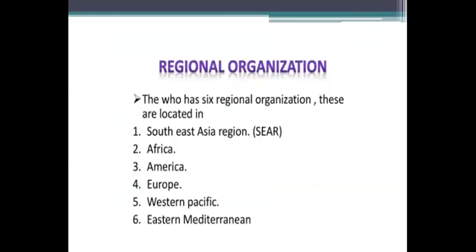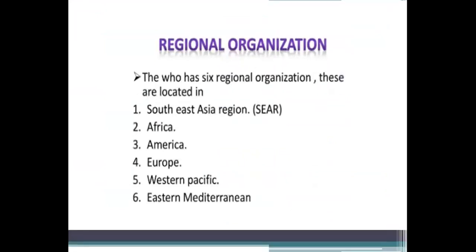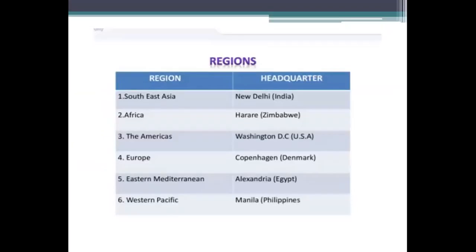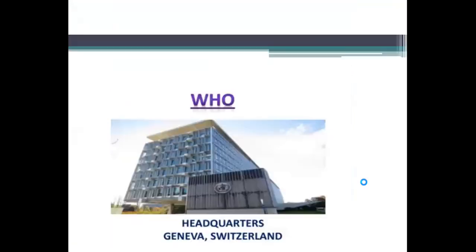Regional organization. The WHO has 6 regional organizations. These are located in the Southeast Asian region, Africa, America, Europe, Western Pacific, and Eastern Mediterranean region. The Southeast Asian regional headquarters is in India, in Africa it is located in Zimbabwe, in America in Washington DC, USA, in Europe in Copenhagen, Denmark, in the Eastern Mediterranean region in Alexandria, Egypt, and in Western Pacific in Manila, Philippines.